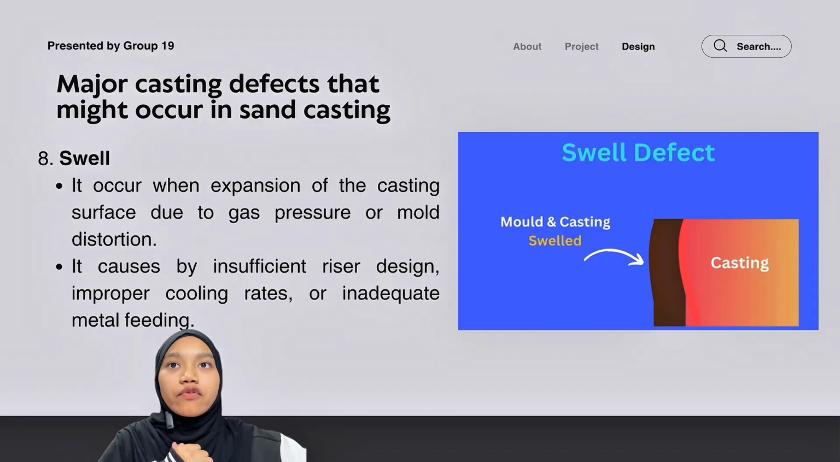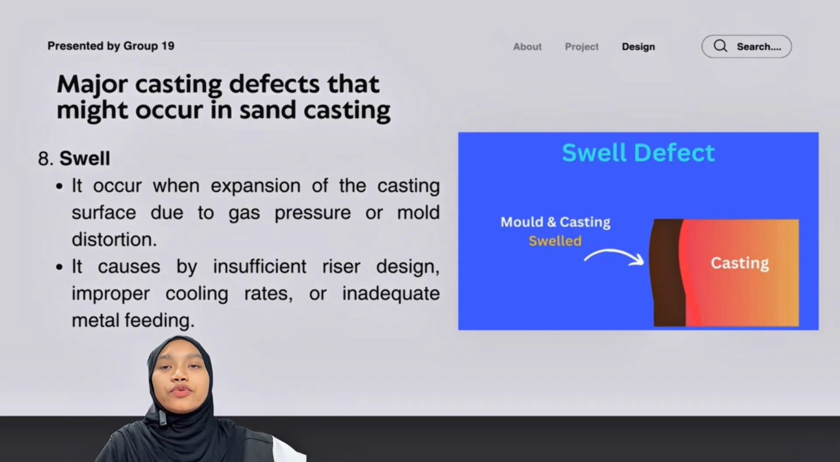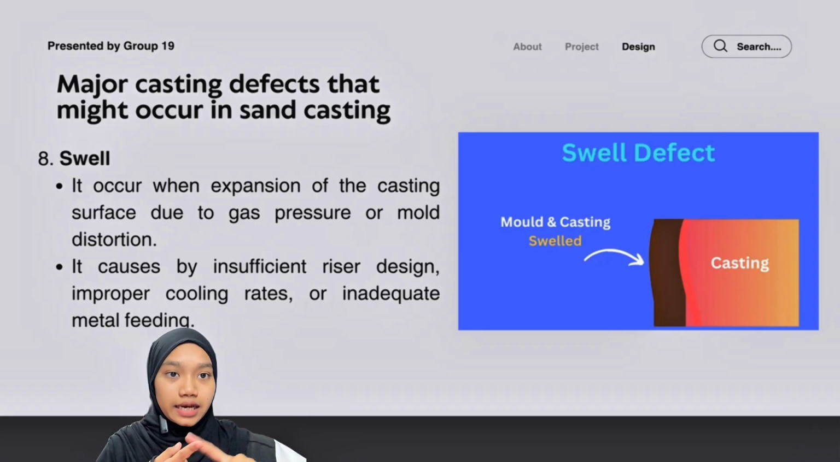The last one for major casting defects is swell. Swell occurs when expansion of the casting surface happens due to gas, temperature, or mold distortion. It is caused by insufficient riser design, improper cooling rates, or inadequate metal feeding.